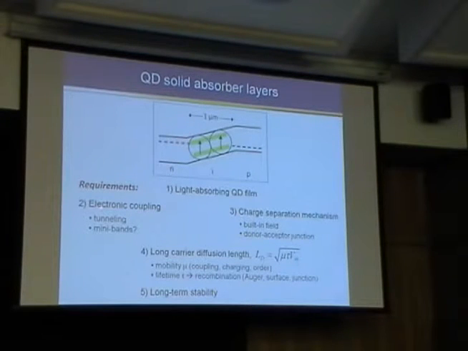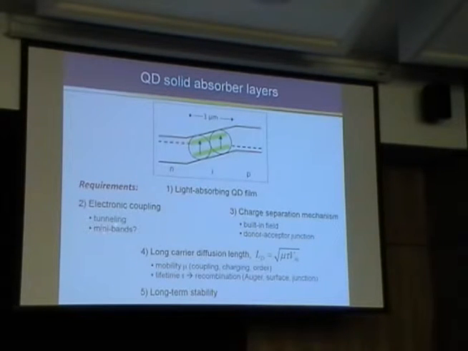The second thing is the film has to be conductive. We have to get the carriers out. And this is where a lot of science and art and magic comes into play. So electronic coupling between the quantum dots can come in various forms. Most typically, it's some form of tunneling. Usually phonon-assisted tunneling is the active charge transport mechanism in most of these films.